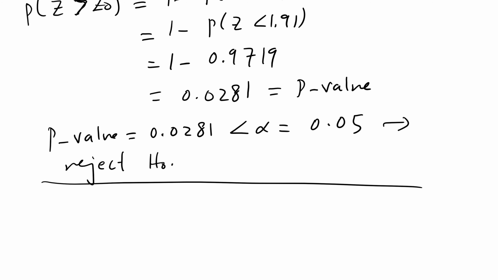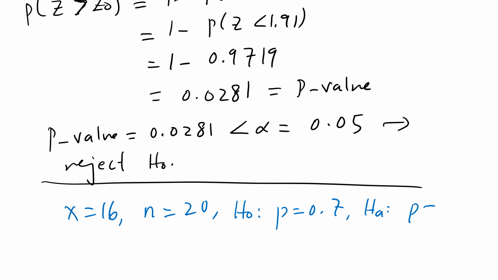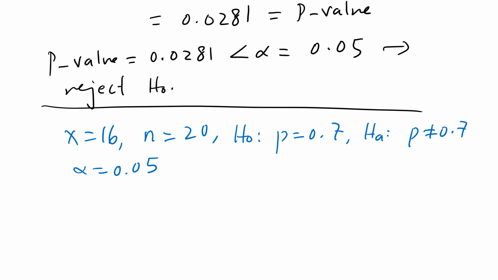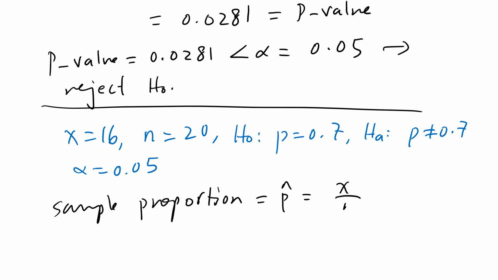So let's say x is given to us as 16. The sample size is 20. H0 is set up as p equals 0.7. HA is set up as p does not equal 0.7. And alpha, let's keep it at 0.05. Okay, first we find the sample proportion. p hat is x over n. X is 16, n is 20. Divide that out, you get 0.80.